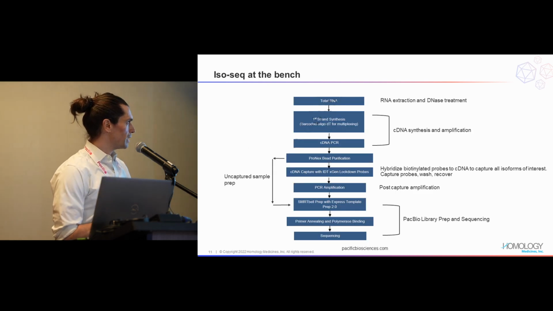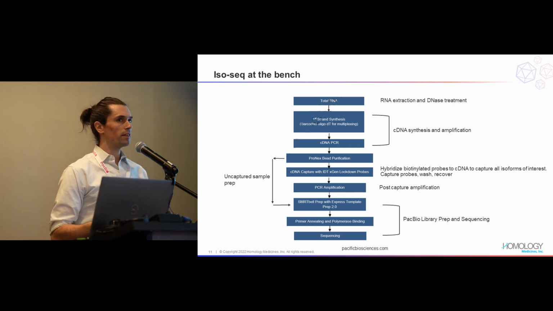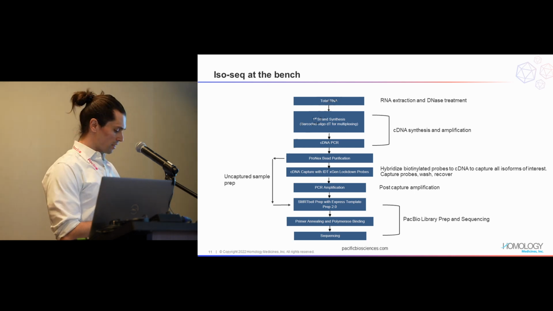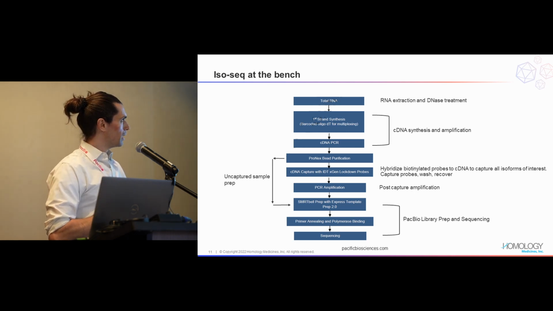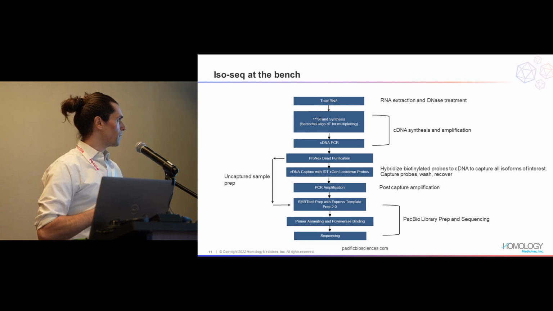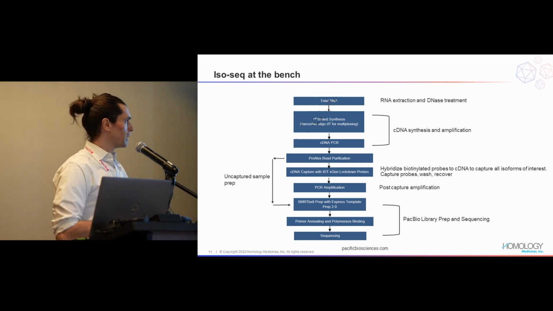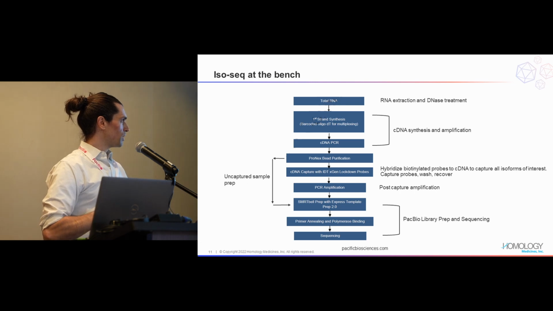And this is sort of what we do at the bench. So, after you transduce something and you carry that experiment out, you can generate the total RNA, you extract it, and a thorough DNase treatment is pretty important for this. Then you can generate your cDNA library, first strand synthesis, second strand synthesis. There are various PRONXB purifications, as with any sequencing library prep. But then with this, we have our hybrid capture. And so we use these biotinylated probes to capture all of our isoforms of interest. And then there's the secondary amplification, and you get your PacBio library prep.